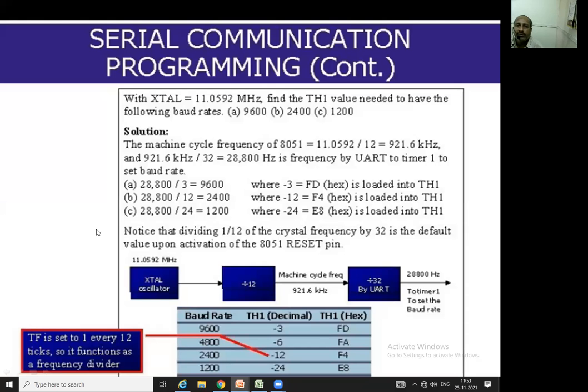So this is how the baud rate is set, and why FD is written, why F4 is written. So the answer is here. Got it? So the fixed frequency is 11.0592. It should be divided by 12 and again by 32 for this serial communication. That means 28800 is what you get for serial communication. Then after that, what speed you want to set, whether 9600 or 2400. Accordingly, these values we are supposed to load into TH1.